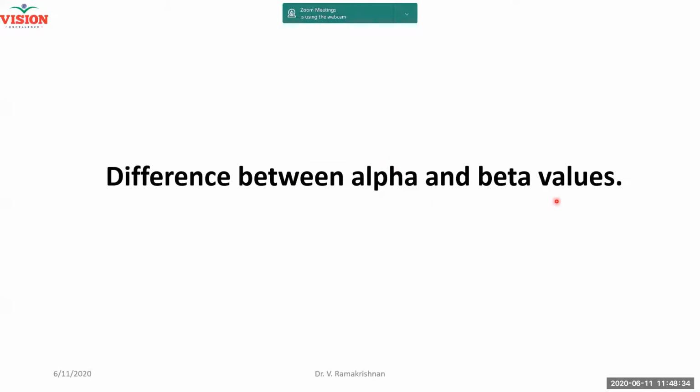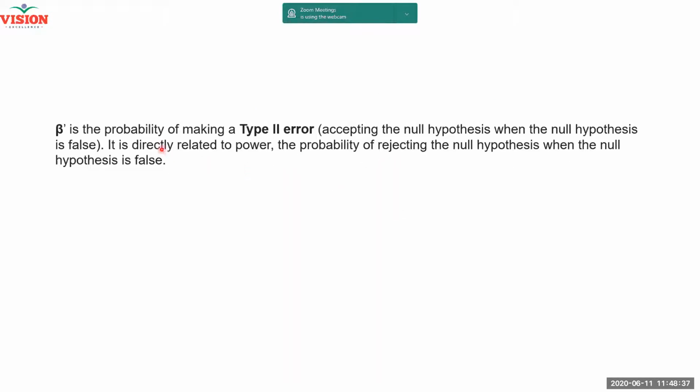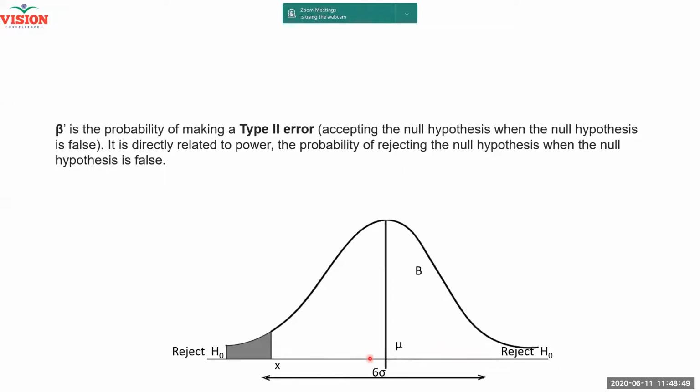The difference between alpha and beta values, let's say here. Now, the type 2 error, beta, is accepting the null hypothesis when the null hypothesis is false. I have to reject the null hypothesis, but I am accepting it. Then this area is called the same thing, but the only difference is with the standardized curve: instead of drawing it from the null hypothesis statement, I will draw it from the alternative hypothesis statement. Understand? That's all.